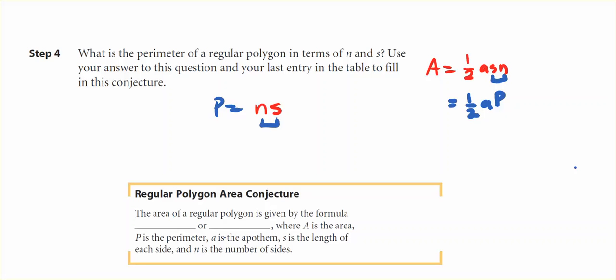The area of a regular polygon is given by the formula 1/2 a s n or 1/2 a P, where A is the area, P is the perimeter, and a is the apothem. s is the length of each side, and n is the number of sides. That's our new formula. Exciting to discover.